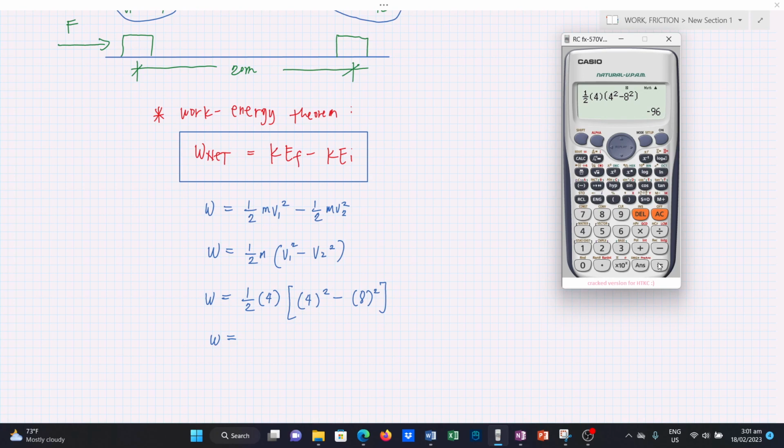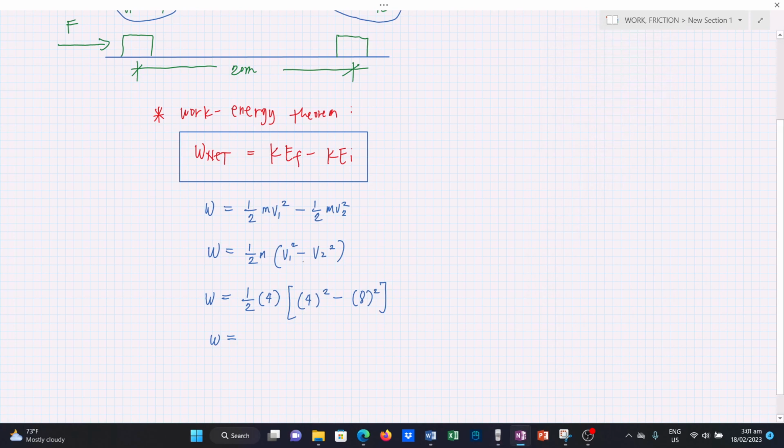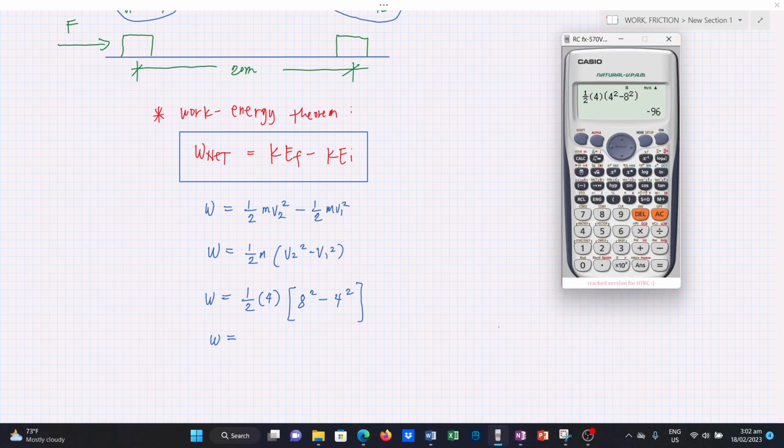Oh, baliktad. Tingnan nyo to class ha, baliktad yung naisulat ko. Final kinetic energy, dapat ito ay V sub 2. Kaya pala naging negative. Tapos this is V sub 1. Therefore, baliktad din to. This is V sub 2 squared minus V sub 1 squared. So, 8 squared minus 4 squared. Ayan. So, 96, o diba?